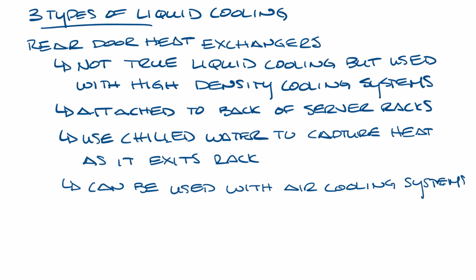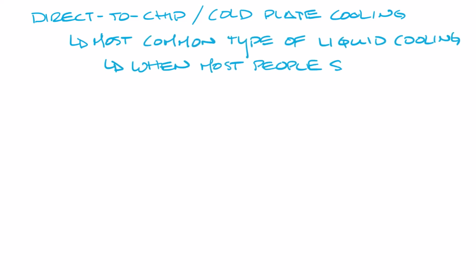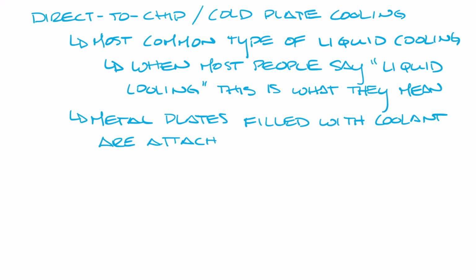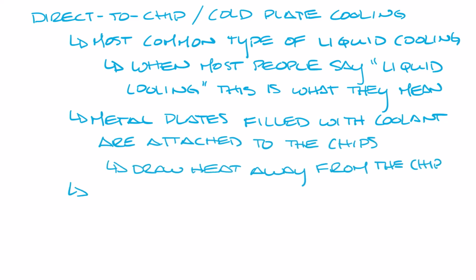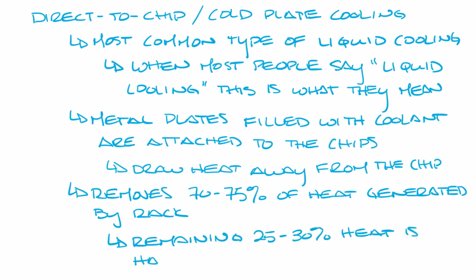Let's go ahead and slide this up now to make more room. Next, we have direct-to-chip or cold plate cooling. This is the most common type of liquid cooling, and when most people say liquid cooling, this is what they're talking about. With direct-to-chip cooling, metal plates filled with coolant are attached to the chips, drawing heat away from the chip directly. This can remove about 70 to 75% of the heat generated by the equipment in the rack, which leaves the remaining 25 to 30% to be removed by air cooling systems.